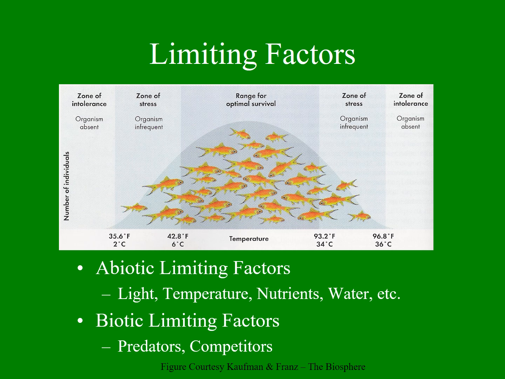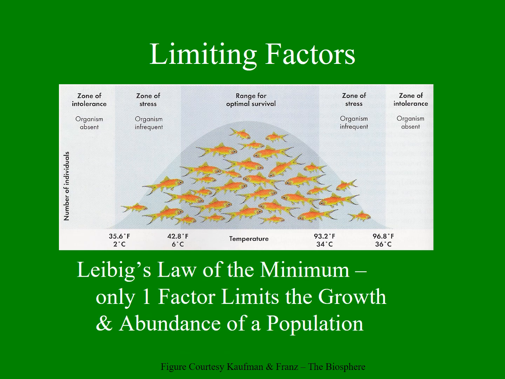In some places, there can be biotic limiting factors. A predator, a competitor. There might be plenty of ideal conditions, but they're not able to get enough food because the competitor takes it out. Or there's plenty of food for them to eat, but they're eaten by predators, so that limits the population. So again, Liebig's law of the minimum says that only one factor limits the growth and abundance of that population.